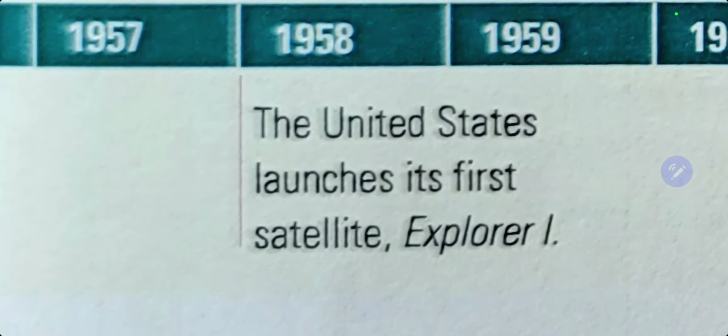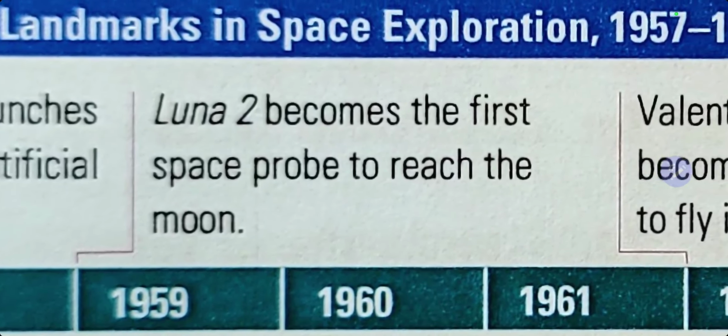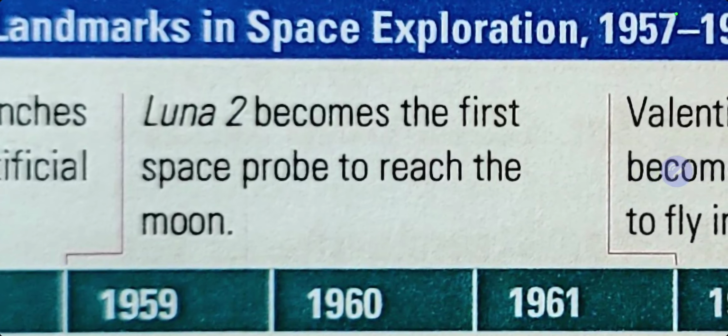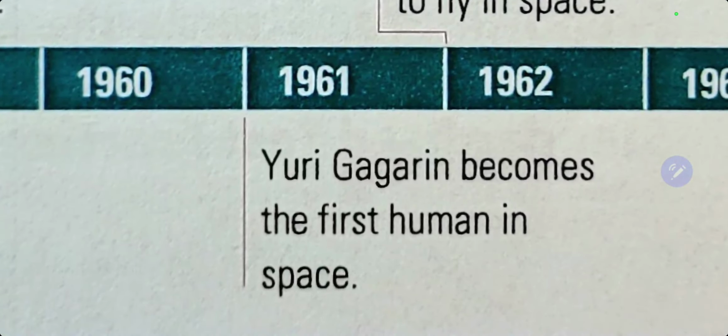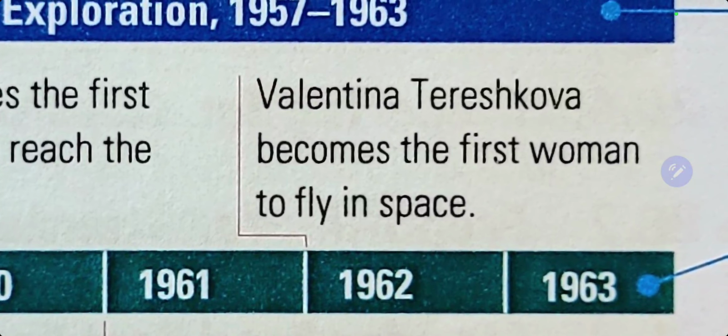In 1958, the United States launches its first satellite, Explorer 1, and then in 1959, Luna 2 becomes the first space probe to reach the moon. Nothing happens in 1960, but something happens in 1961. In 1961, Yuri Gagarin becomes the first human in space. And in 1962, Valentina Tereshkova becomes the first woman to fly in space. And that's it. That's all of the graphs.